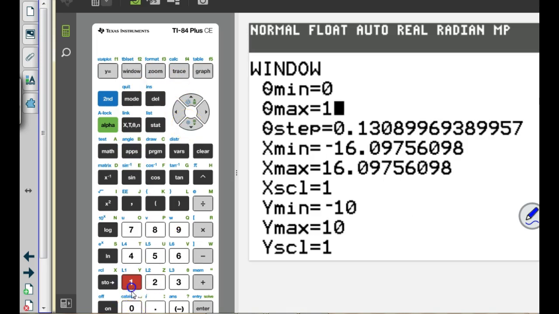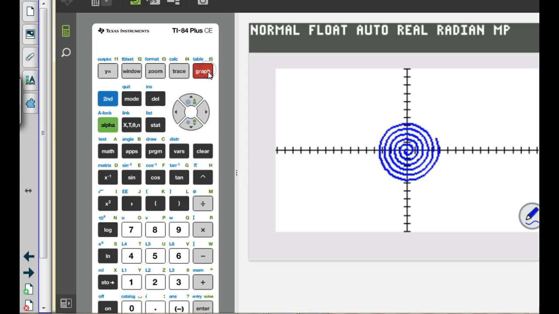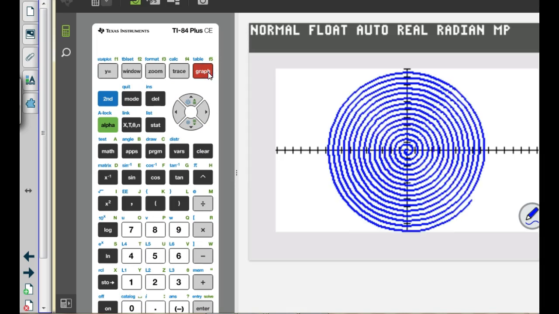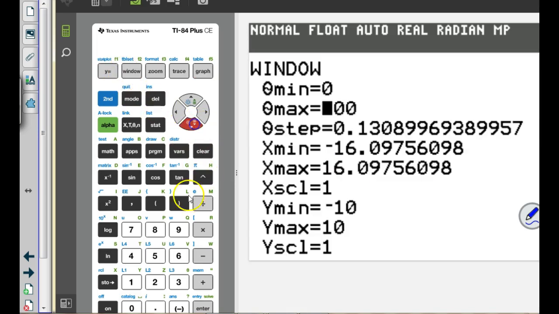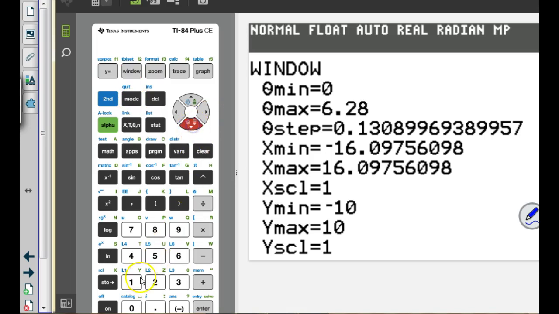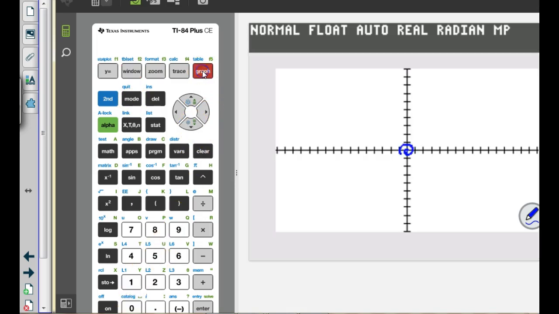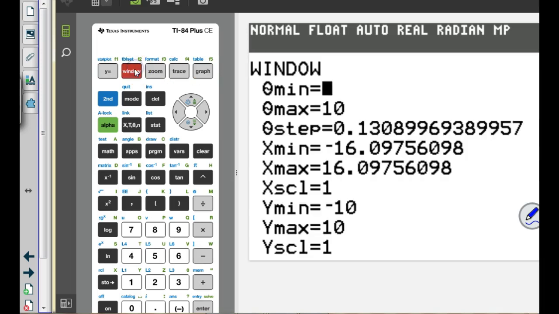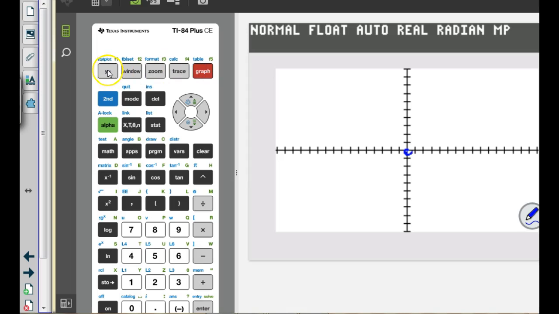If I made this go further, here you go. Okay. Notice when it was just to 2 pi, when this was just 6.28, it didn't even make it around once. But if you made this number bigger, it will keep graphing and just going out further and further and further. Most of the time you just want to leave that 6.28 because otherwise your calculator will freeze up and you'll not get done.